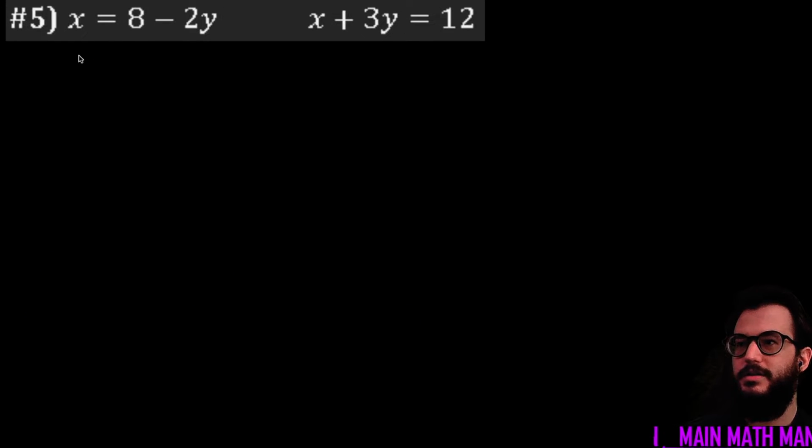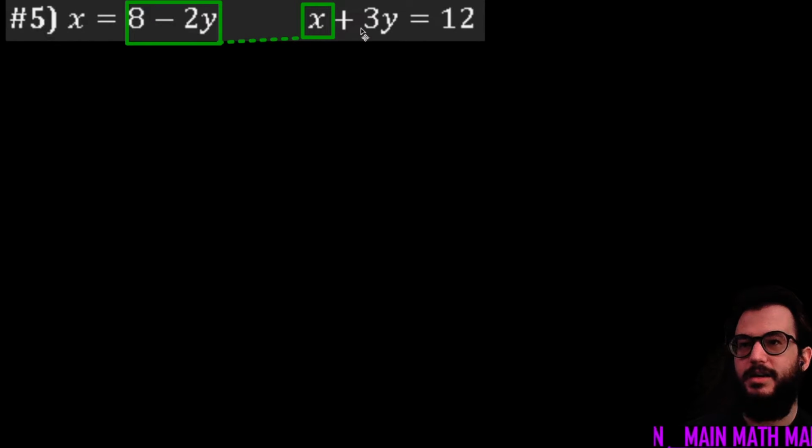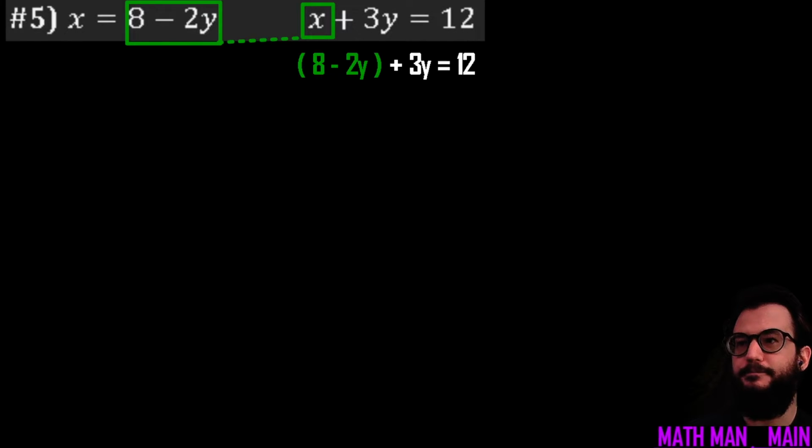Moving on to number 5, just doing these odd problems first, and I'll let you do those even problems on your own. So it has x equals 8 minus 2y, and I'm going to plug that into my other equation, x plus 3y equals 12. And if you notice, all I have to do is real simple, just kind of slide it over because I'm going to have the second equation all in terms of y. So I'm going to rewrite it. I have 8 minus 2y plus 3y equals 12.